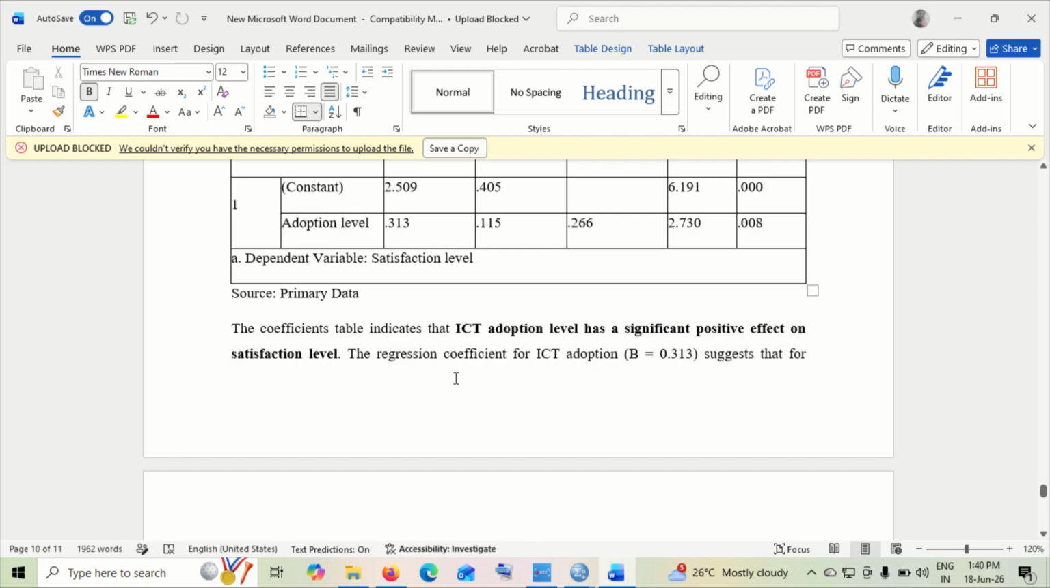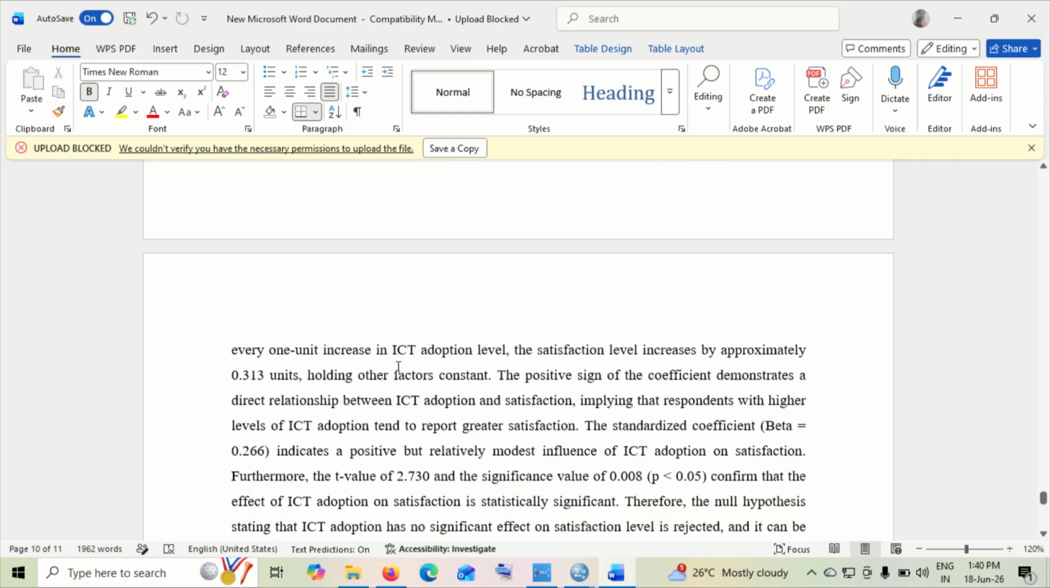The regression coefficient of ICT adoption, that is 0.313, suggests that for every 1 unit increase in ICT adoption level, satisfaction level increases by approximately 0.313 unit, holding other factors constant. The positive sign of the coefficient demonstrates a direct relationship between ICT adoption and satisfaction, and implies that respondents with a higher level of ICT tend to report greater satisfaction. The standardized coefficient, that is beta 0.266, indicates a positive, relatively modest influence of ICT adoption on satisfaction.